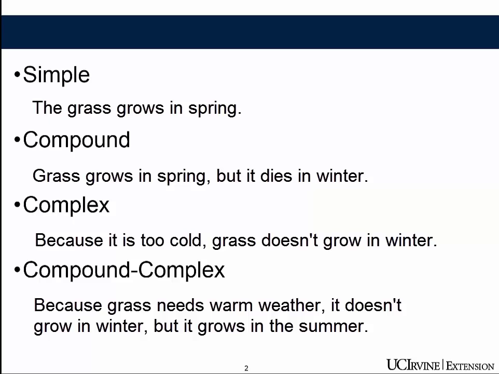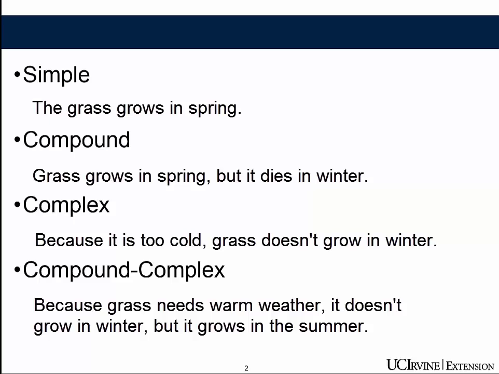The third type of sentence is complex. Complex sentences have at least one independent clause, or one simple sentence, and at least one dependent clause. A dependent clause is not a simple sentence. So look at the independent clause first. "Grass doesn't grow in winter" has a subject and a verb, just like our simple sentence up here.